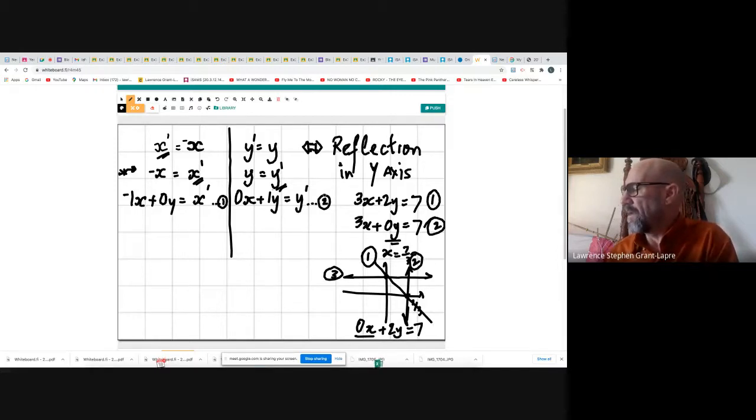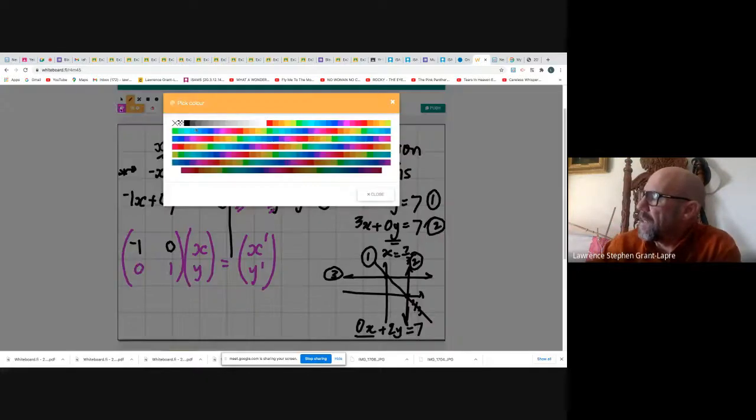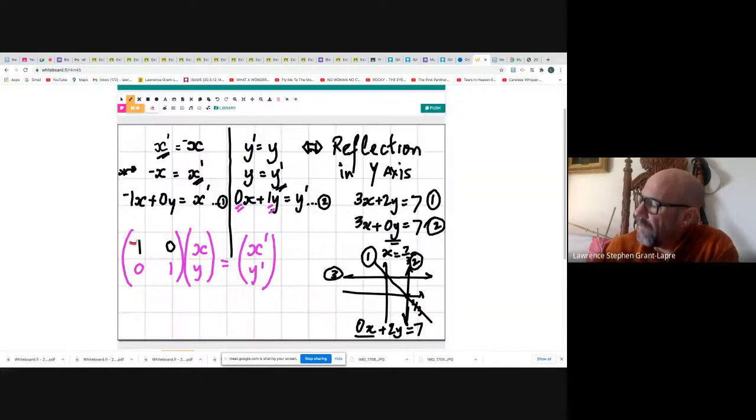This first equation is negative 1, 0. The second equation was 0, 1. Then xy equals the image of x and the image of y. Okay, have a look at that very carefully. Where did I get negative 1, 0 from? Where did that come from?